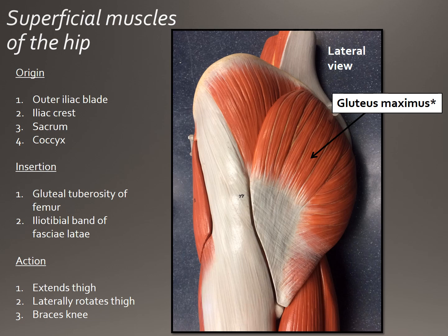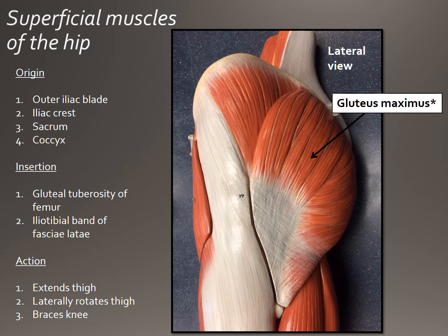The first is the outer iliac blade, as well as the iliac crest, sacrum, and coccyx. The insertion is the gluteal tuberosity of the femur, as well as the iliotibial band of the fascia latae. The action is going to extend the thigh. It also laterally rotates the thigh, and it braces the knee.